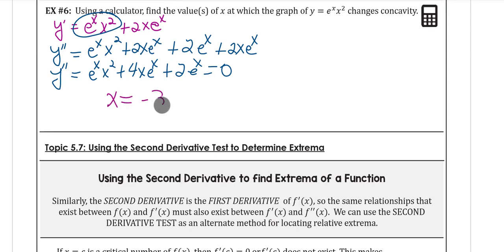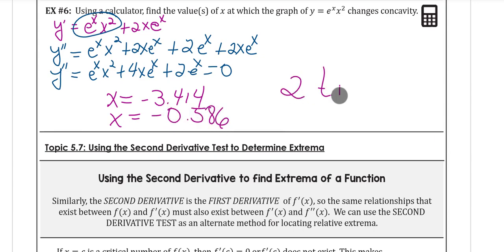x equals negative 3.414 and x equals negative 0.586. So there's 2 times. Okay, and then we'll finish our discussion of this with the second derivative test in the final video.